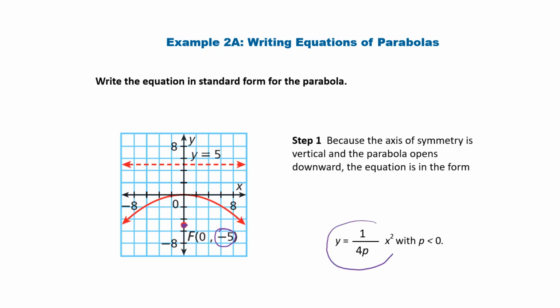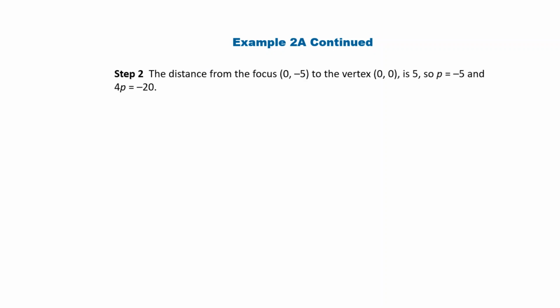this form: y equals 1 over 4p times x squared. And p in this case is less than 0. All right, step 2. We're going to take the distance from the focus, which we said was at (0, -5), to the vertex. I see that this distance is 5. So p is going to equal -5, and so 4p is -20.